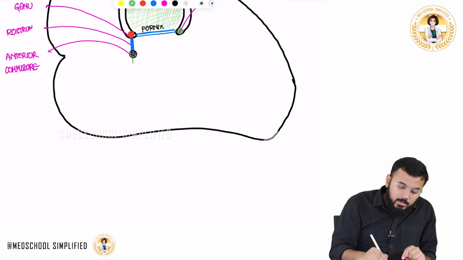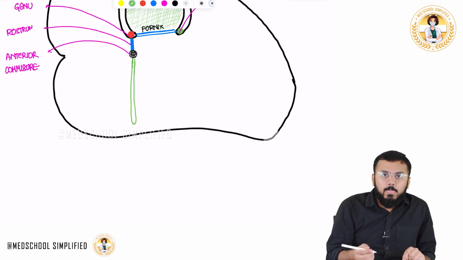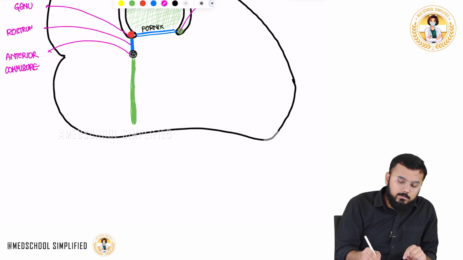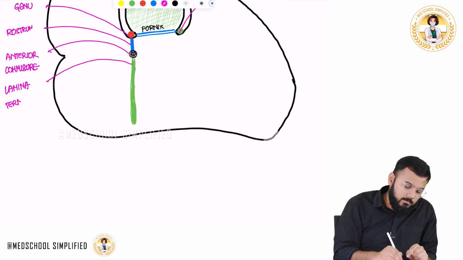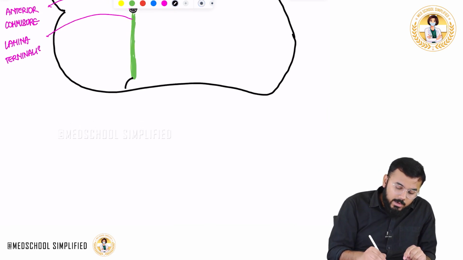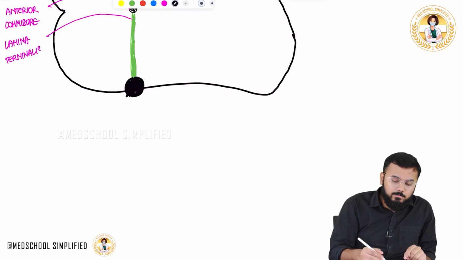Next, beneath your anterior commissure, you see an elongated structure like this. This elongated structure is nothing but your lamina terminalis. This particular structure which I am highlighting right now is your lamina terminalis. Now, just in front of this lamina terminalis, down here you have this structure. This is called your optic chiasma.